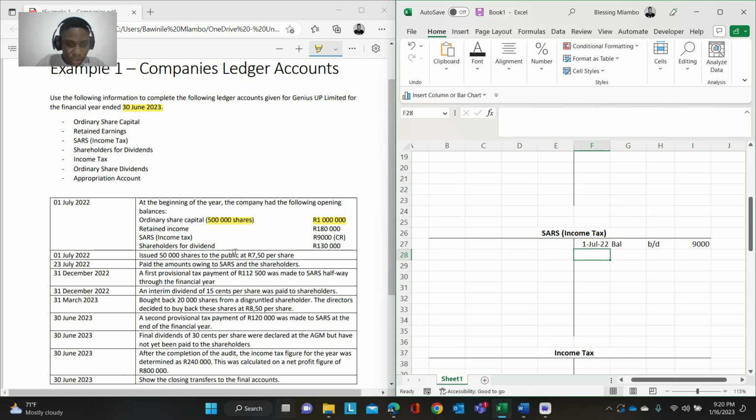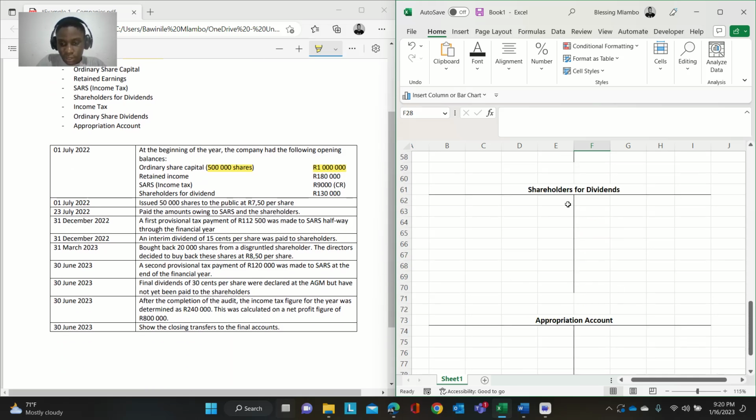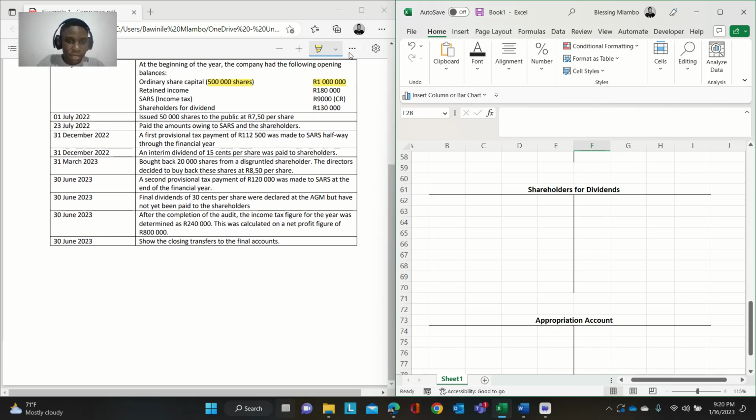And then shareholders for dividends had a balance of 130,000. So shareholders for dividends, as discussed above, is a liability account, meaning that we owe shareholders money. We owe dividends to shareholders. We still need to pay them. And this liability account increases on the credit side according to the ALE method. Remember the ALE method. Let me just write it here so that we can also use it.